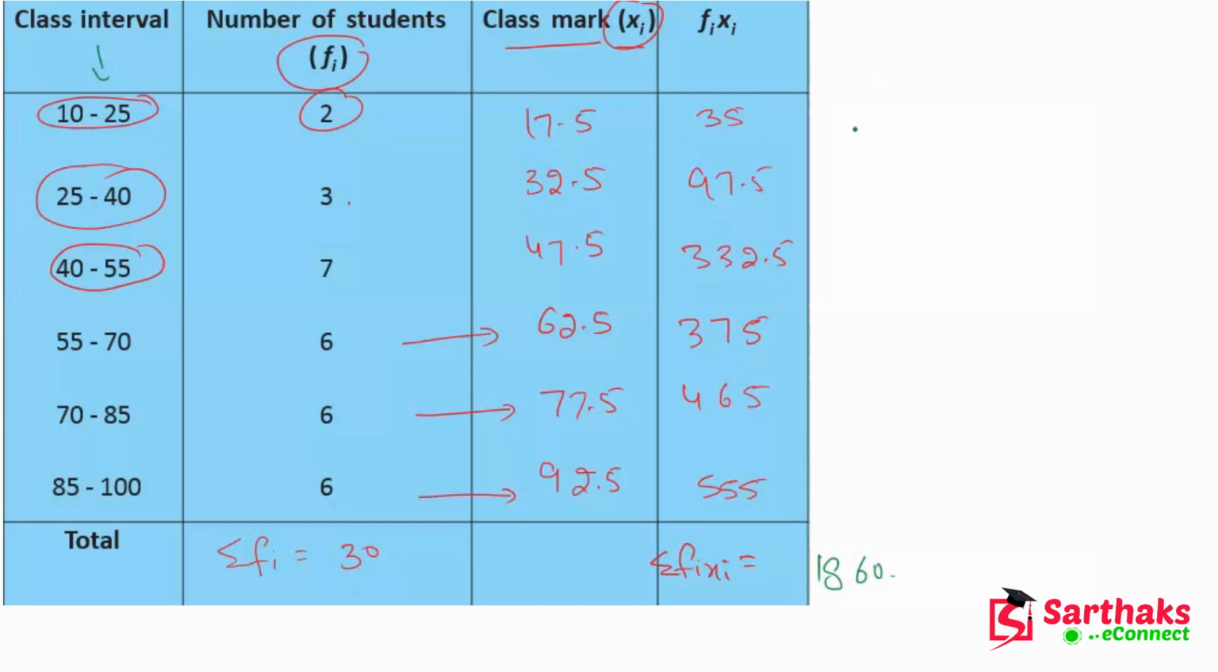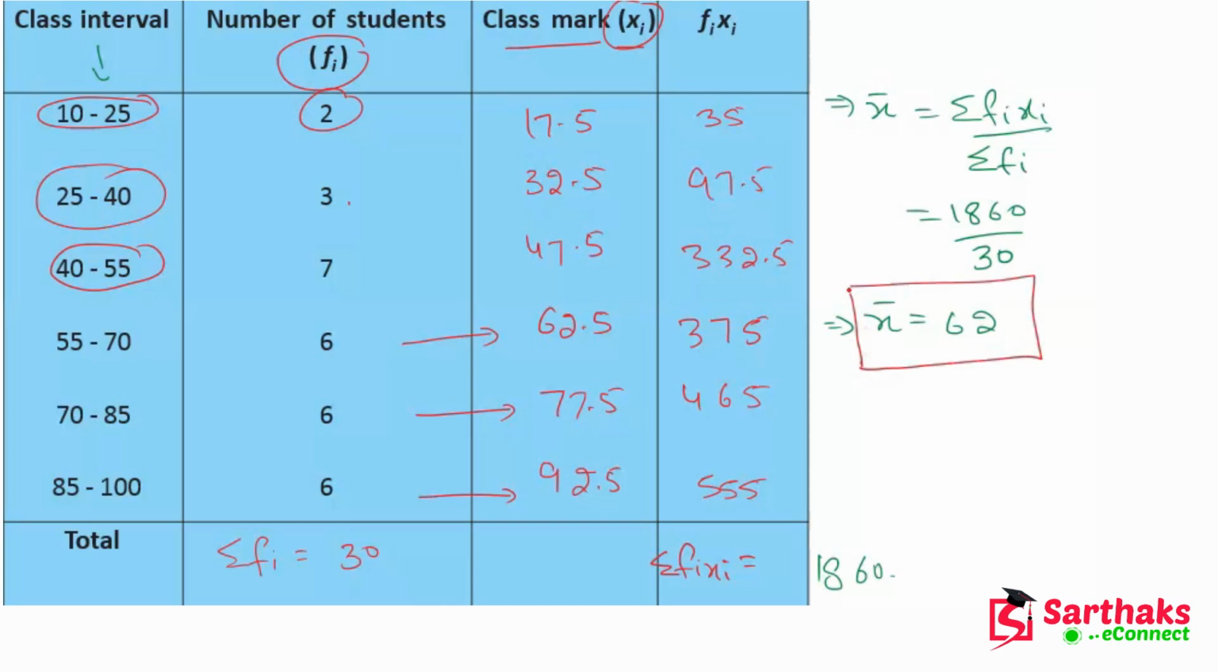Okay, my dear friends. So now we know that mean is equal to the summation of fi xi divided by the summation of fi, and we have 1860 divided by 30. If we divide it, we get mean equals 62. Okay, so my dear friends, it is very easy to find the mean from this method. This method is known as the direct method.